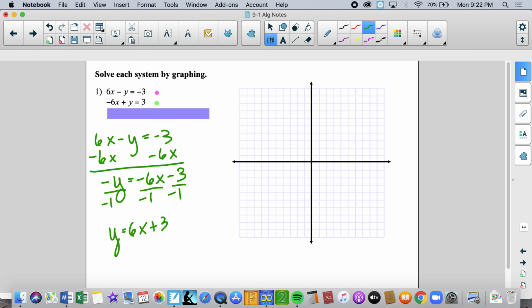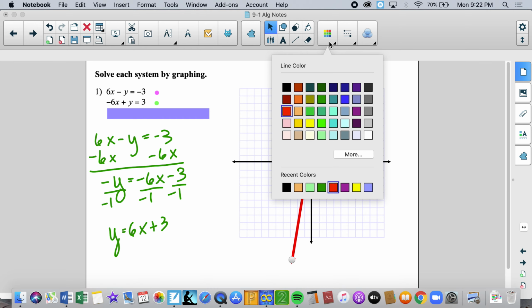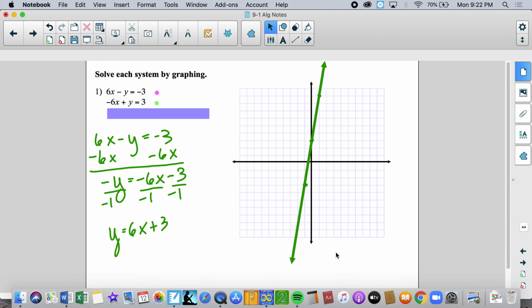So if I graph that, y-intercept is 3, slope is 6, which is up 6, right 1, or down 6, left 1. Let's make a line. Let's change that color again. Let's do that. Good. Color is green to go with its dots.